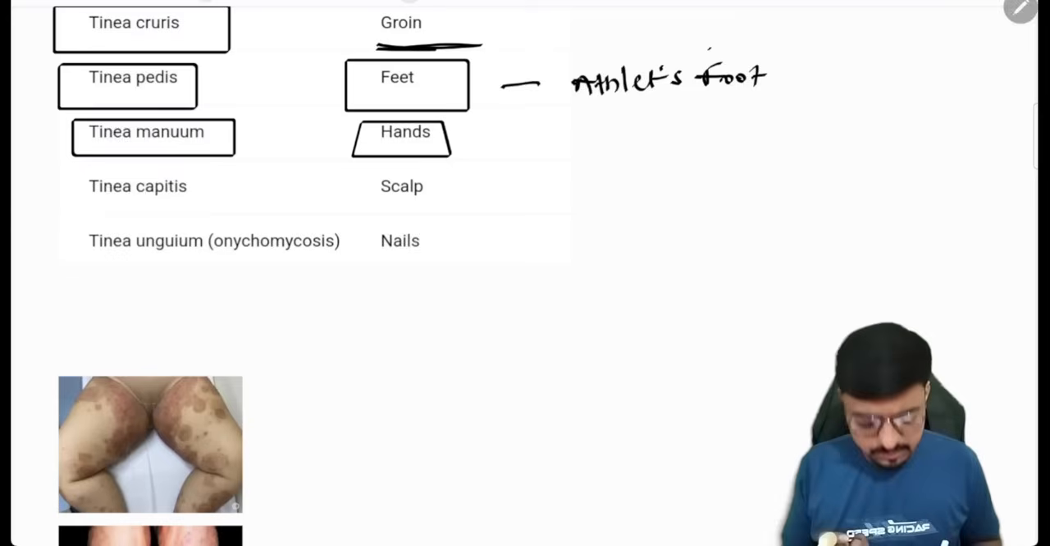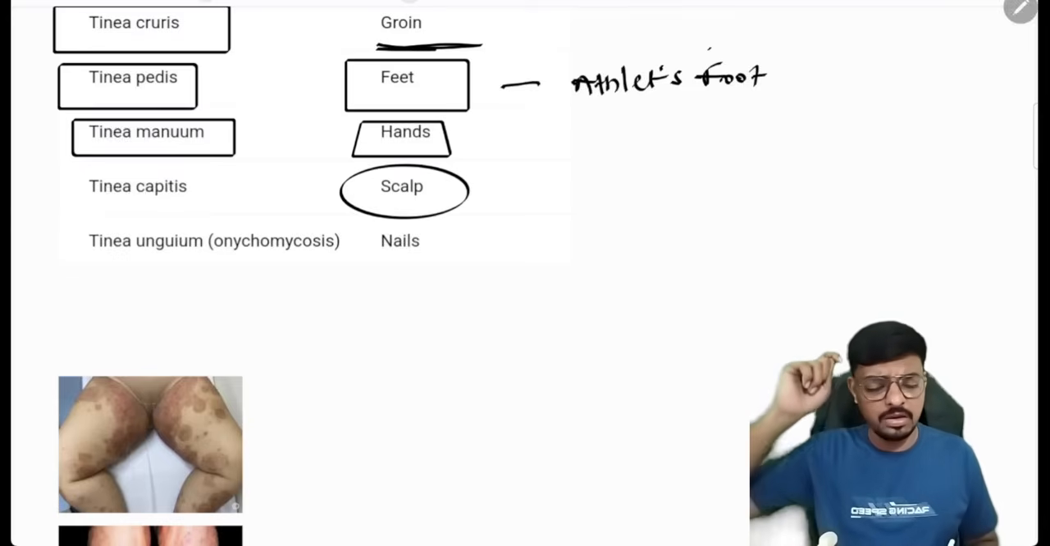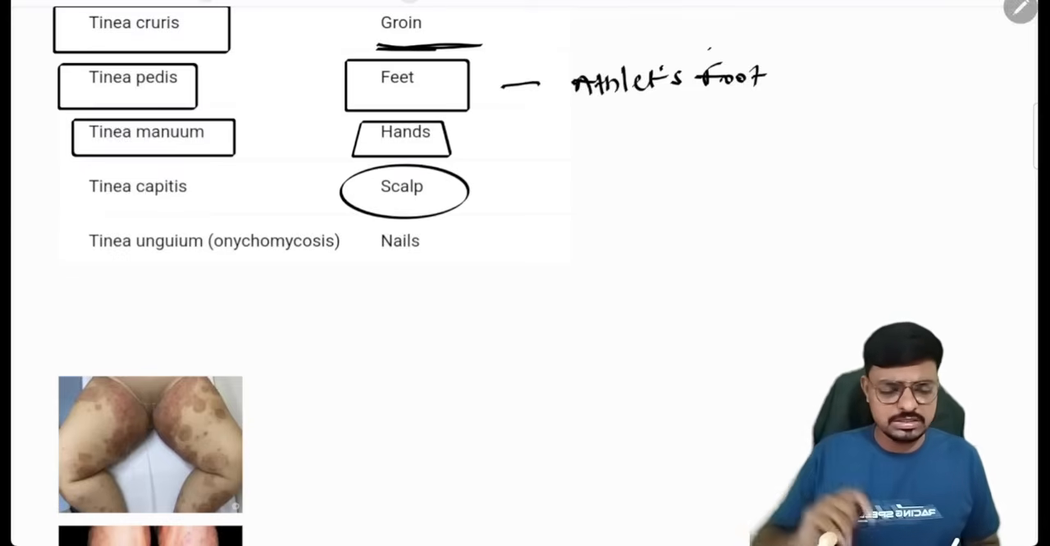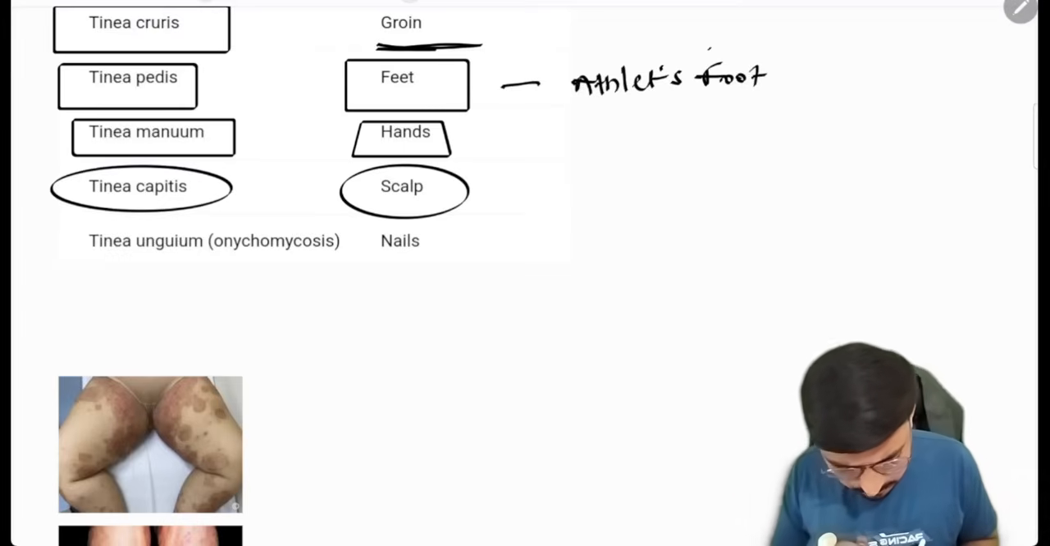If the fungal infection is happening to the scalp, meaning the head area, where we put the cap, that is the tinea capitis. Okay, tinea capitis will be the fungal infection of the scalp.